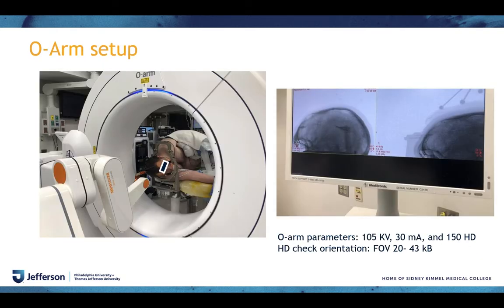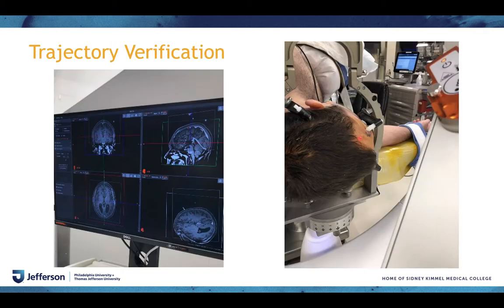This slide illustrates the O-arm setup and the patient in the lateral position. The O-arm parameters are on the bottom right-hand corner of the slide. The O-arm is then used to verify the trajectory. As seen here, a staple on the left side of the patient's head is used to test the trajectory of the robot.